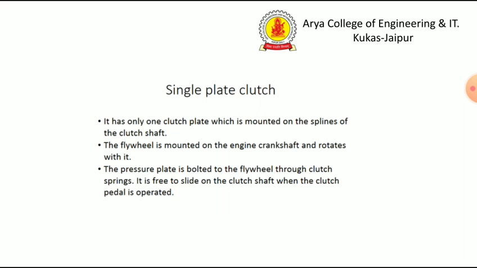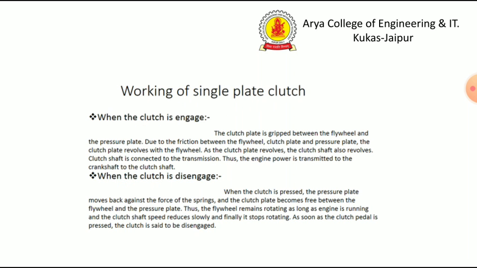Single plate clutch. It has only one clutch plate which is mounted on the splines of the clutch shaft. The flywheel is mounted on the engine crankshaft and rotates with it. The pressure plate is bolted on the flywheel through clutch springs. It is free to slide on the clutch shaft when the clutch pedal is operated.